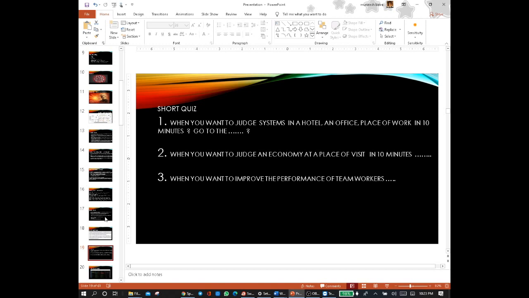And the third, which is really important, is when you want to improve the performance of the team workers. A lot of people take the team workers out for lunch, or they give them rewards. I would say the best, out of my experience, when you want to improve the performance of the team workers, improve the quality of the food that they are getting. And I'm not talking only about the team workers, I'm talking about anyone. If we are feeding the kids, if we improve the quality of the food that they eat, their performance is going to improve.